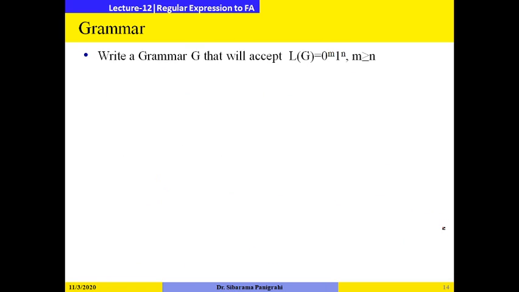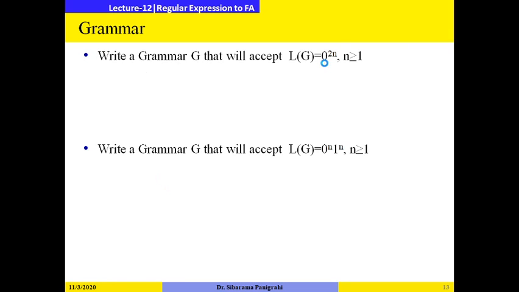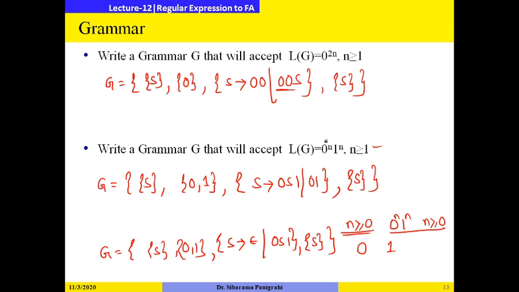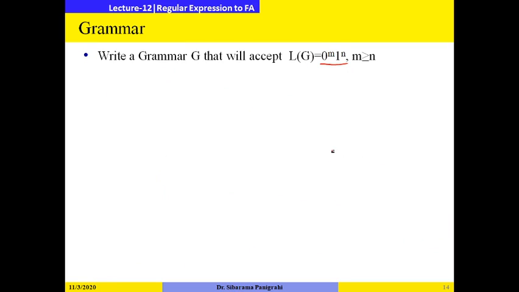Now write a grammar that will accept all the strings of the form 0 to the power m, 1 to the power n, m greater than or equal to n. So here m may be equal to n or m may be greater than n. In the previous example, we did 0 to the power n, 1 to the power n, meaning both n are the same. But here, additionally, the number of zeros may be greater than the number of 1s. What should be the grammar for this one?